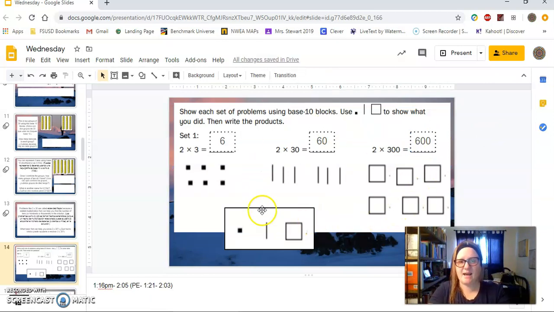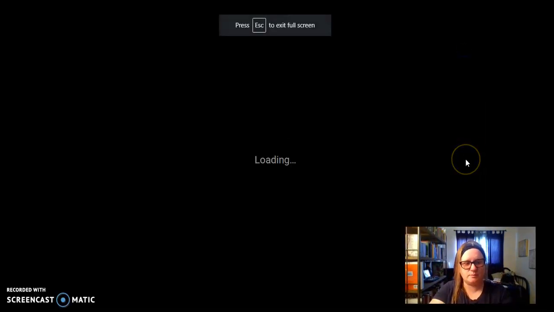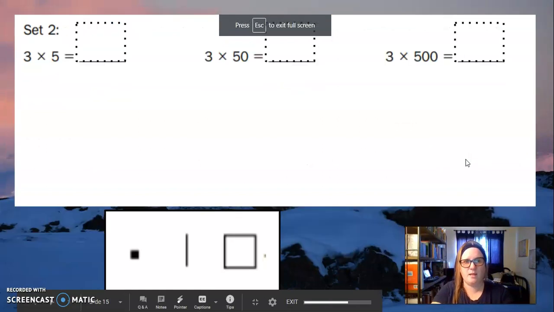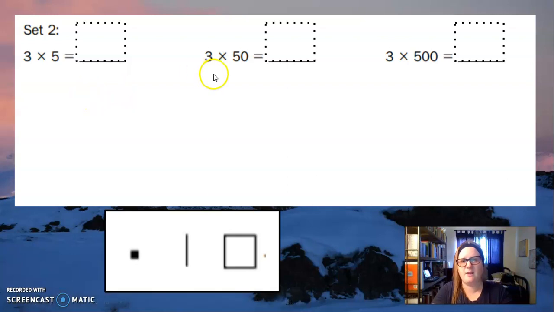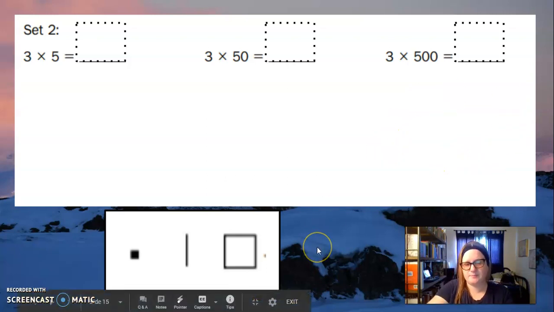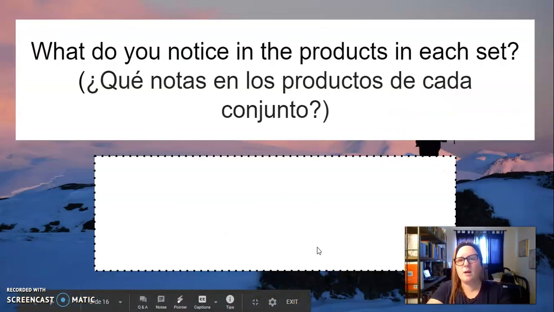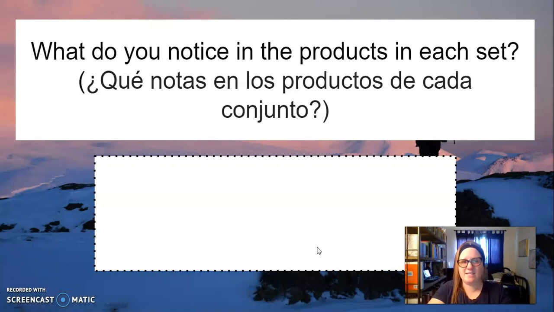Okay, so this is how you do a problem like this, and you're going to go ahead and practice yourself on the next slide. You're going to do 3 times 5, which is 3 groups of 5, 3 times 50, 3 groups of 50, and 3 groups of 500. What do you notice about the products in each set?